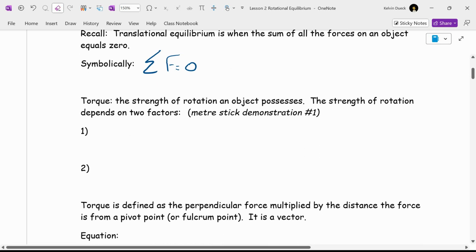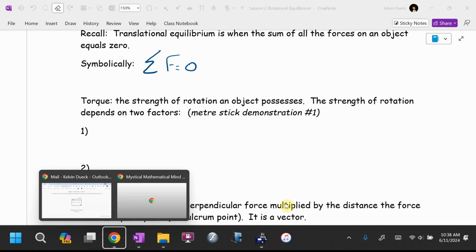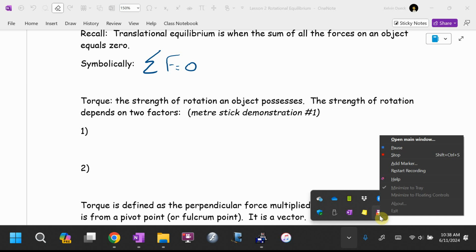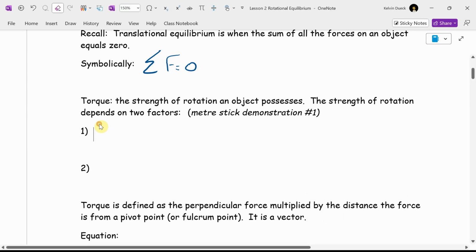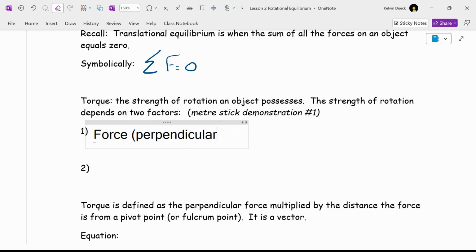Torque is the strength of rotation an object possesses. The strength of rotation depends on two factors. I can illustrate this, but I need a volunteer. The first thing it depends on is the force, how strong you are. But I'm going to make a little note, perpendicular, because the meter stick was in this direction, but Adam was exerting forces up and down at right angles to it.